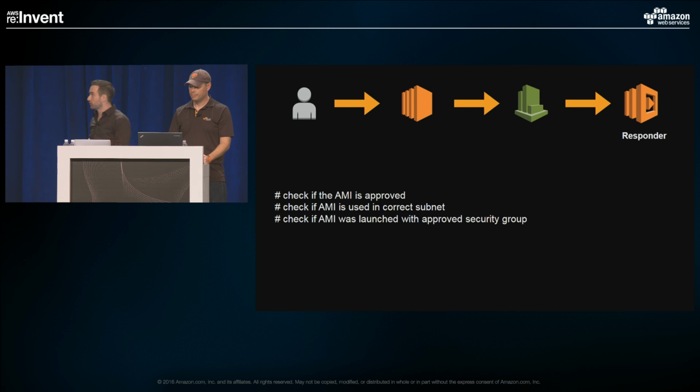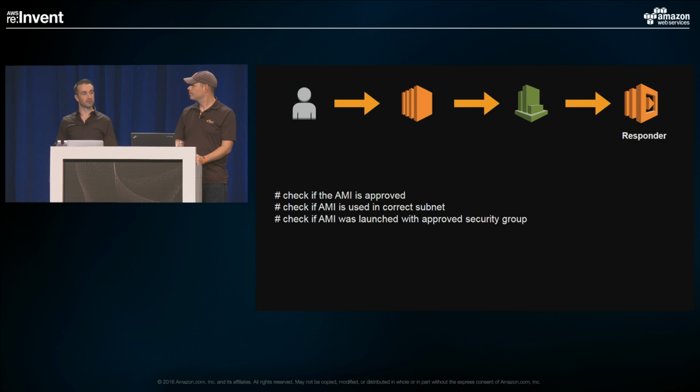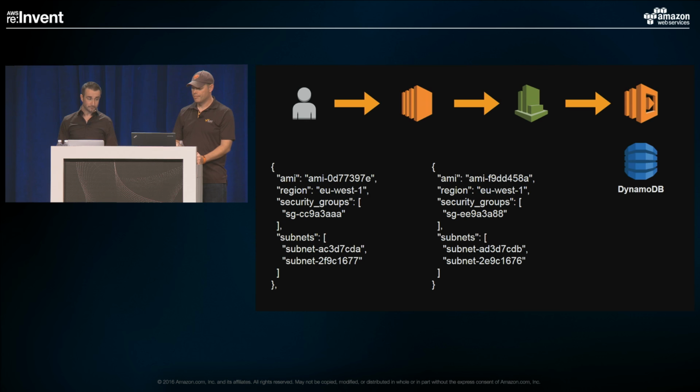Is it approved? That's an easy one, yes, no. If it is approved, is it in the right subnet? And if it's in the right subnet and it's approved, then let's see what security groups you're applying to it. That's the flow we're looking for. So we're going to take it up a notch. This responder that we're looking at is going to do those checks, right?